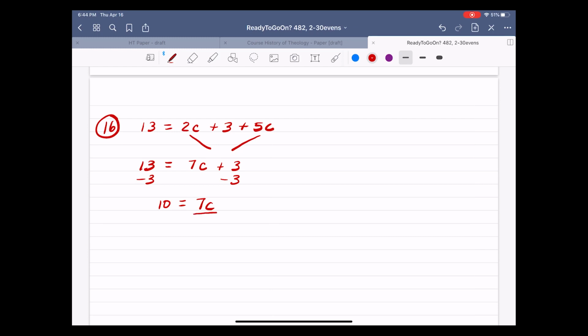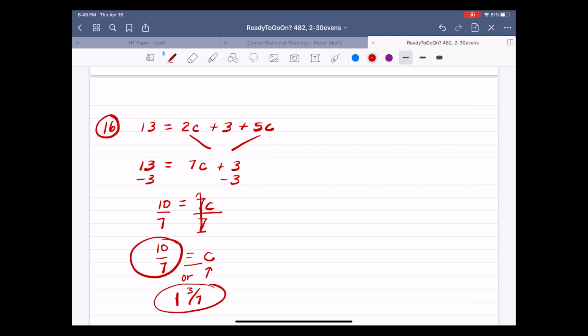I want to solve for c. It's being multiplied by 7. The inverse operation is to divide by 7. If I divide the right, I have to divide the left. 7 divided by 7 is 1. 1 times c is c equals 10 over 7. Or you could divide that out. 7 goes into 10 once. There's a remainder of 3 and the denominator is 7. So either of those answers will work for c, 10 over 7 or 1 3/7.